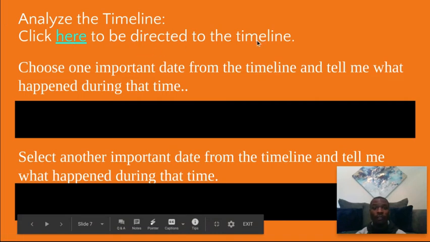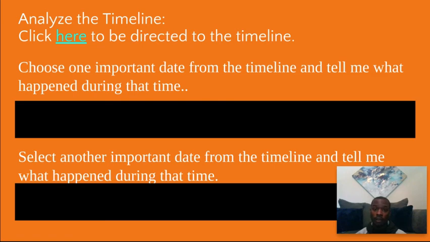So part of being a fifth grader and graduating from fifth grade, you need to learn how to analyze timelines, charts, and data. So this activity is just analyzing a timeline. But before we go to this timeline, the two questions we need to look over. Choose one important date from the timeline and tell me what happened during that time. You're going to choose one date from the timeline and tell me what happened. So you need to make sure you put the date and tell me what happened.